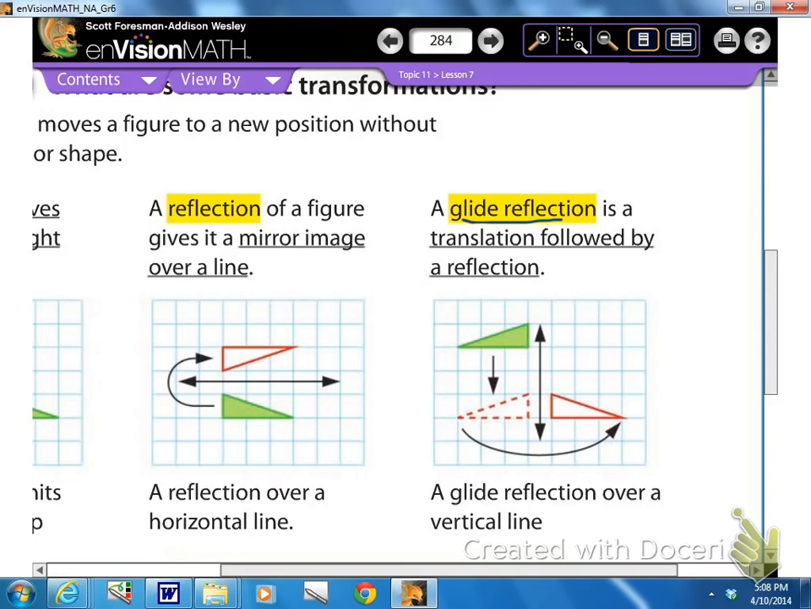Alright, and here we have a glide reflection. This is a translation followed by a reflection. So here the green figure moves straight down, okay, to right here, and then it's flipped over or reflected over that vertical line. Vertical lines are up and down.